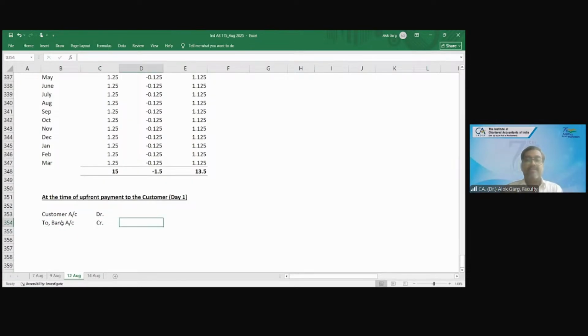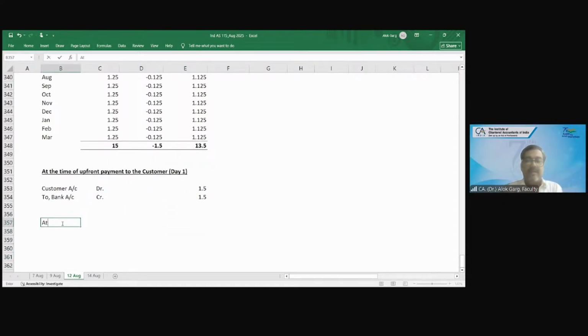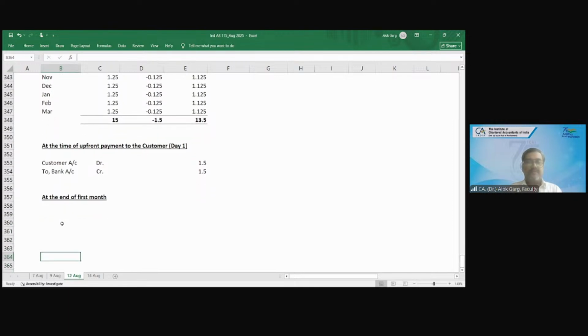Credit. What is the amount? Can you guys help me quickly? 1.5 crore. Okay. Now, at the end of first month, what is the entry at the end of first month?